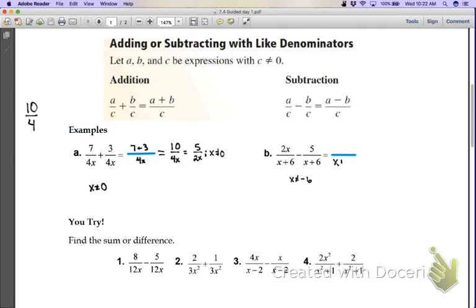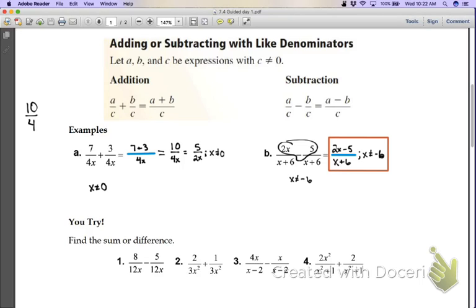So then I have x plus 6 in the denominator and 2x minus 5 on top. Can I simplify anything here? No. So then, x can't be equal to negative 6. And that's it. In some cases, you'll have some that basically it's just going to combine the top and that's it.